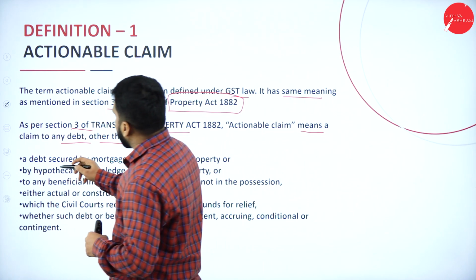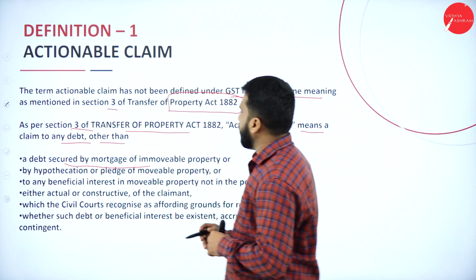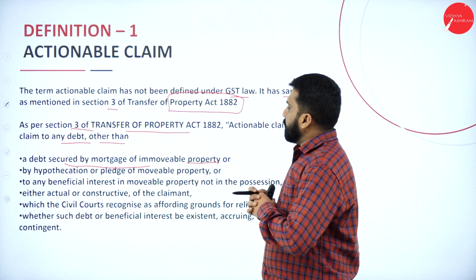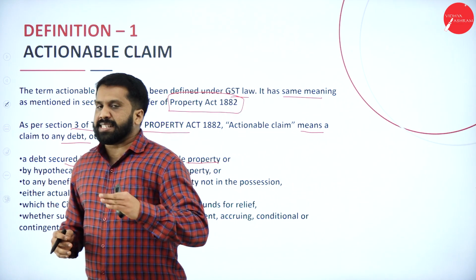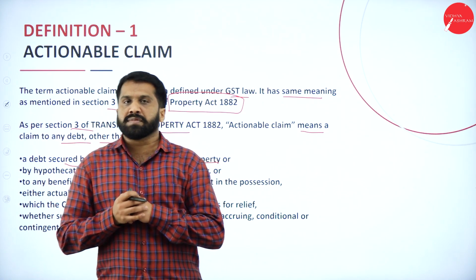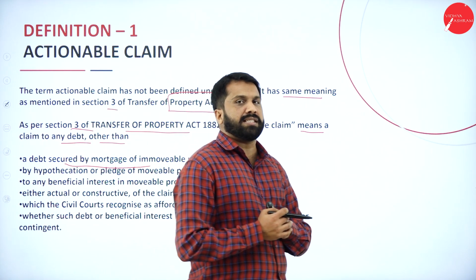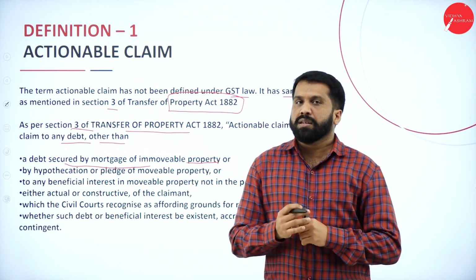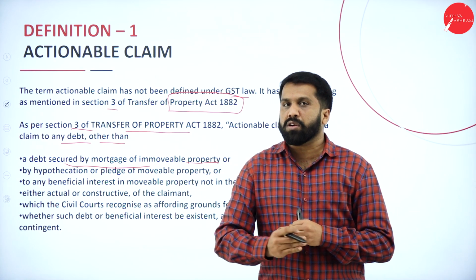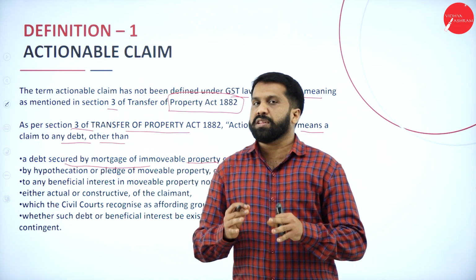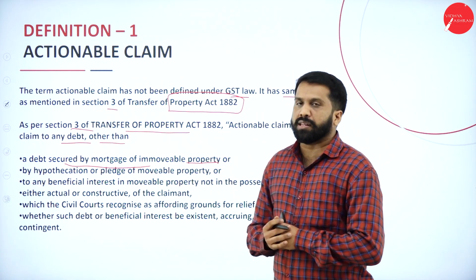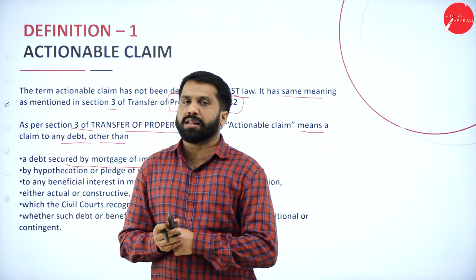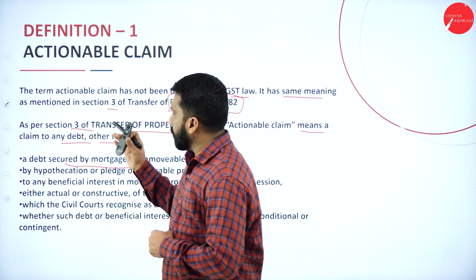Like a debt secured by mortgage of immovable property, which is called immovable property. Now, immovable property, in the sense, like land and building are called immovable. So, immovable means what? It cannot be moved. Those things will not come under your actionable claim. If there is any mortgage, like on land you have taken a 10 lakh loan, it is not your actionable claim.